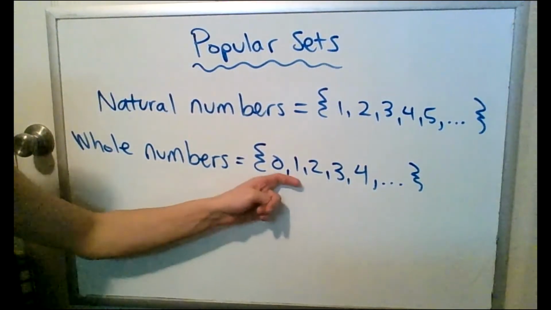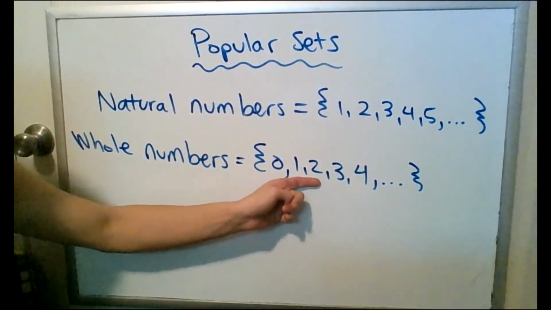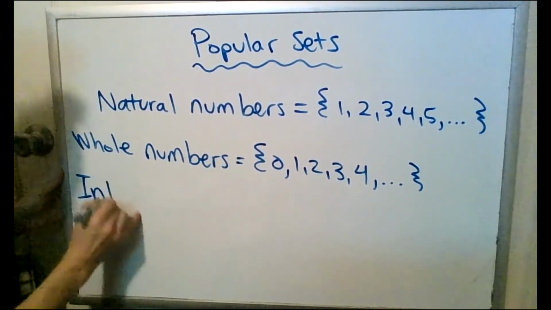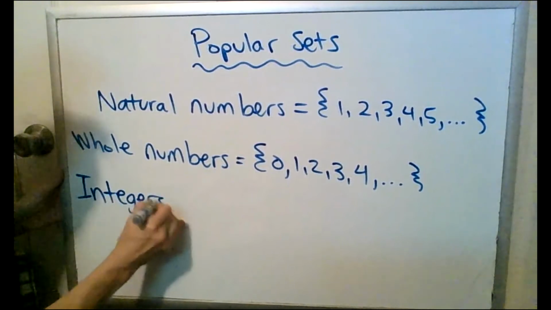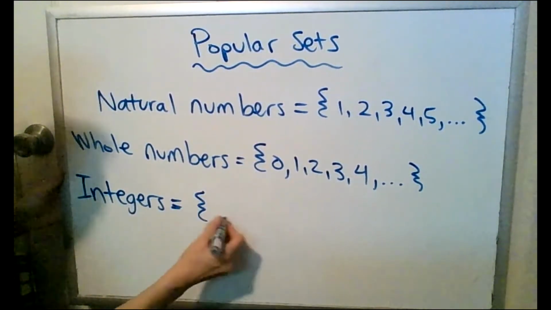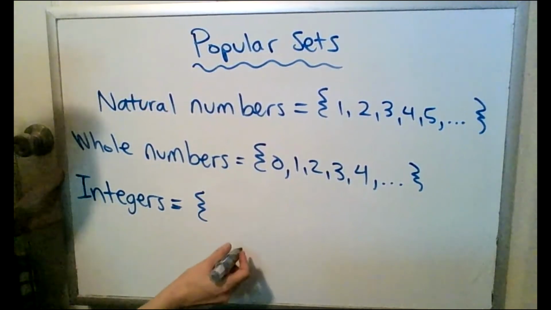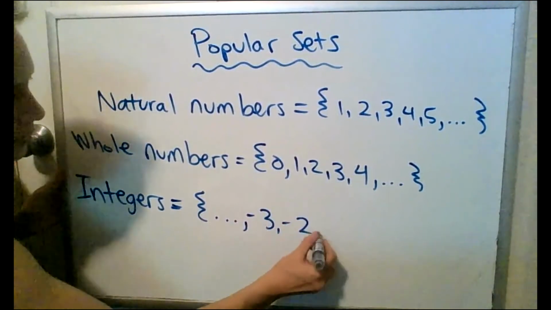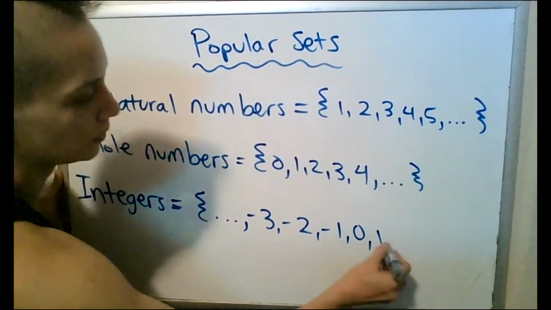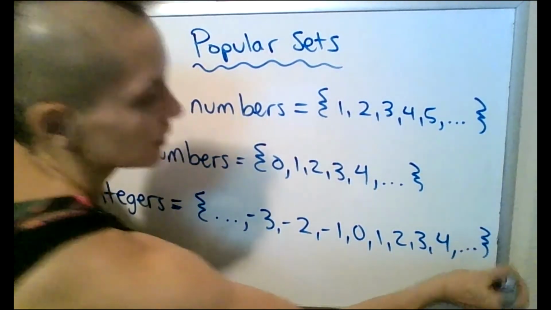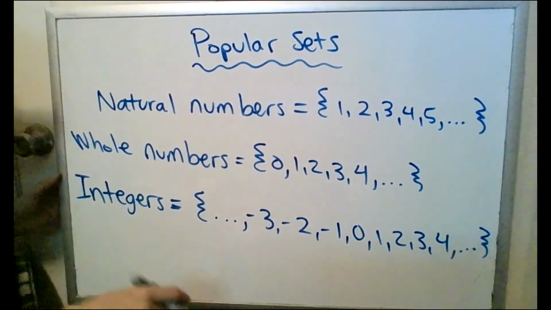Okay, integers is this set along with all the negatives of those numbers. So we're coming from negative infinity, going like -5, -4, -3, -2, -1, 0, 1, 2, 3, 4. Keep going. 5, 6, 7.